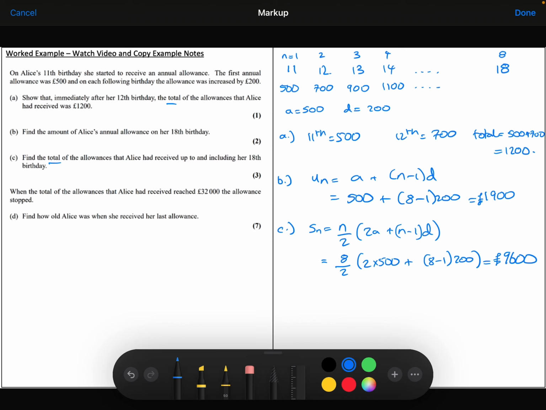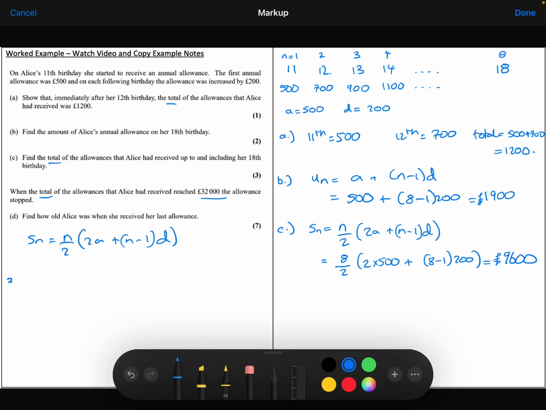When the total of the allowances that Alice had received reached 32,000, the allowance stopped. Find how old Alice was when she received her last allowance. So the total of the allowances. So again, I'm thinking about the sum formula. So let me just copy that down again. Sn equals n over 2 times (2a plus (n minus 1)d).